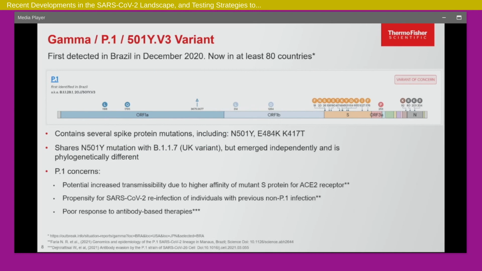Again, the concern with the P1 is that it has a high binding affinity to the ACE2 receptor because of the N501Y. But again, very interesting, it has a poor response to antibody therapies. Similarly, based on in vitro studies, it looks like some of these mutations can cause poor neutralization by antibodies from convalescent plasma.